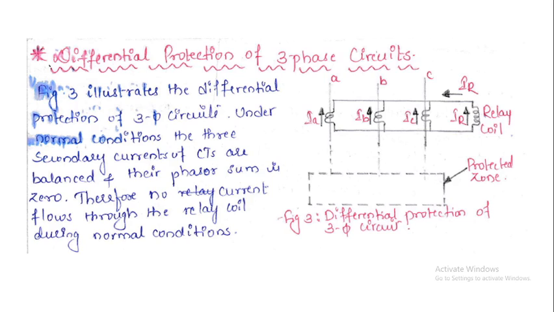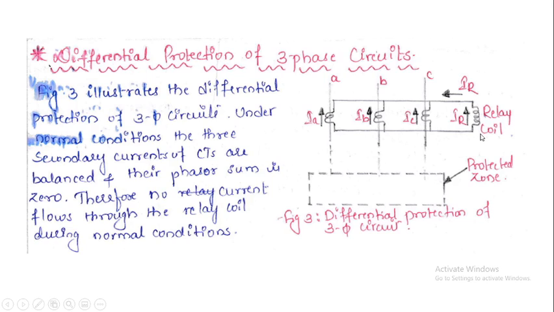Under normal conditions, the three secondary currents of the CTs are balanced and their phasor sum is equal to 0. As we have already learnt in the basics, if we take the three balanced currents as vectors, the phasor sum will always be 0. So here also, with the currents IA, IB and IC, under normal operating condition the vector sum IA plus IB plus IC is equal to 0. Hence no current flows through the relay coil, so IR will be 0. This IR is nothing but the sum of IA plus IB plus IC.